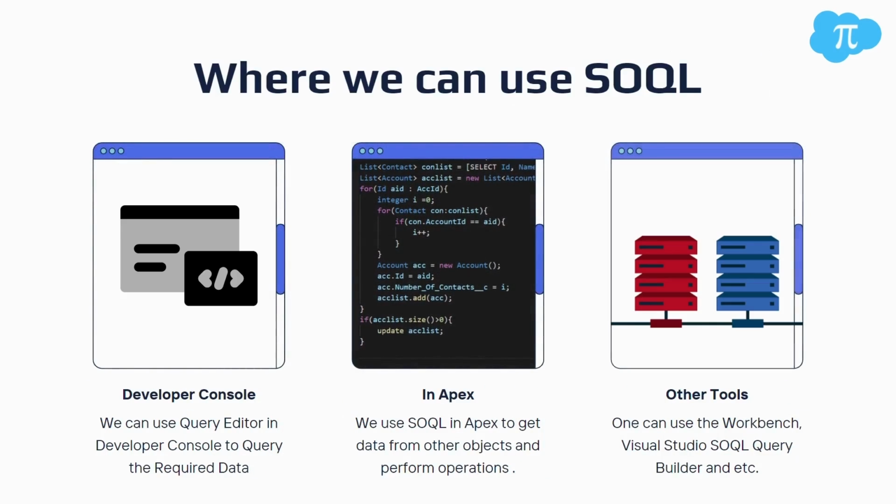Where can we use SOQL? Many of you must be familiar with the developer console we have in Salesforce, where we can write Apex code, see the logs, and see other things like performance or test coverage. There is a tab on the developer console called the query editor, where we can write a query and execute it to get the data in the console itself. Then we can use it in our Apex classes.